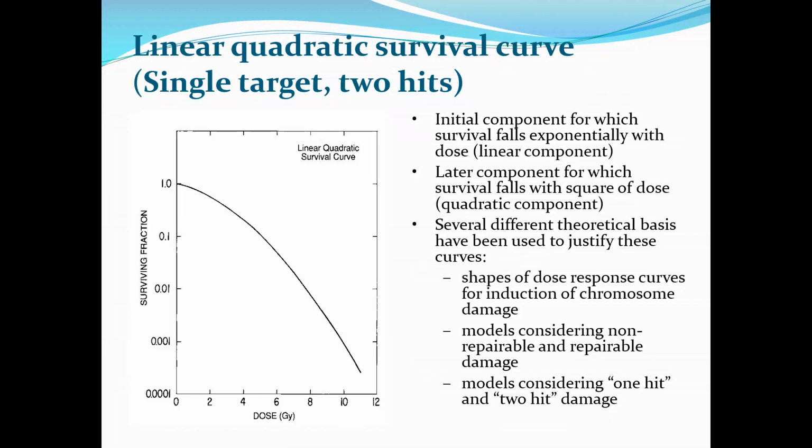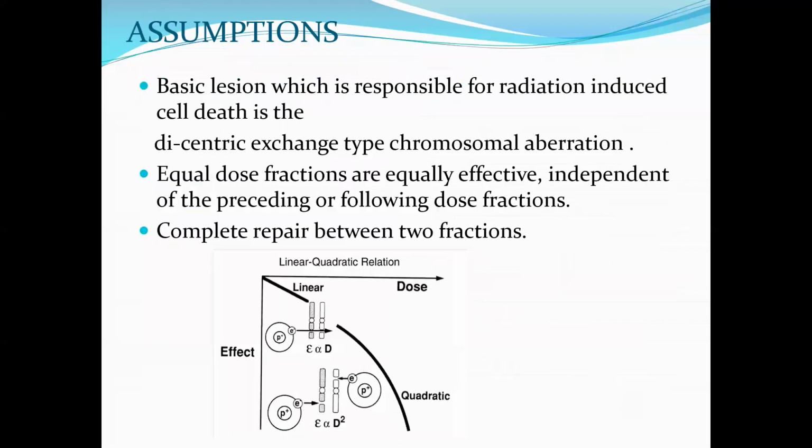So single target, two hits. Initial component for which survival falls exponentially with dose. Later component for which survival falls with square of the dose. Several different theoretical bases have been used to justify these curves: shapes of dose response curve for induction of chromosome damage, models considering non-repairable and repairable damage, and models considering one hit and two hit damage. Basic lesion which is responsible for radiation induced cell death is the dicentric exchange type chromosomal aberration.